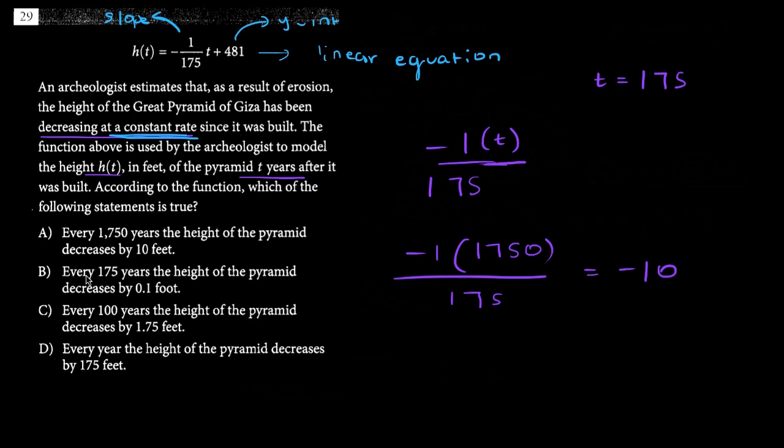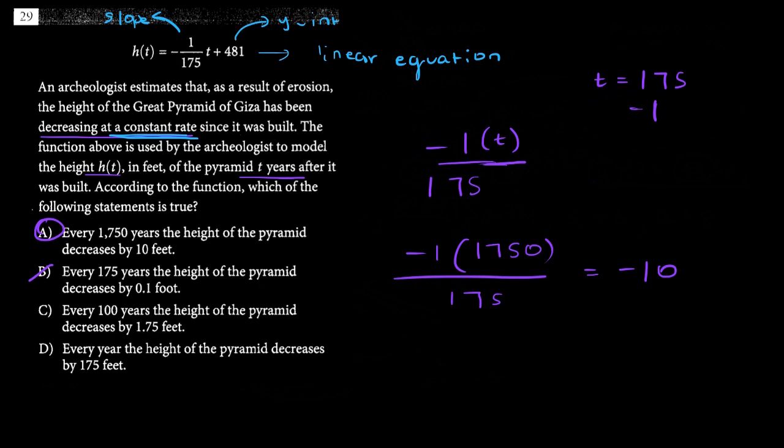If we look at B, so our answer is A, but let's just look at B. Every 175 years, the height of the pyramid decreases by 0.1 foot. Well, we already did this exact point, 175, as our first example to understand the slope, and we found that the decrease associated with this number is actually negative 1 foot. So that's obviously wrong as well. If you check out the other answers, it makes sense why A is our answer.